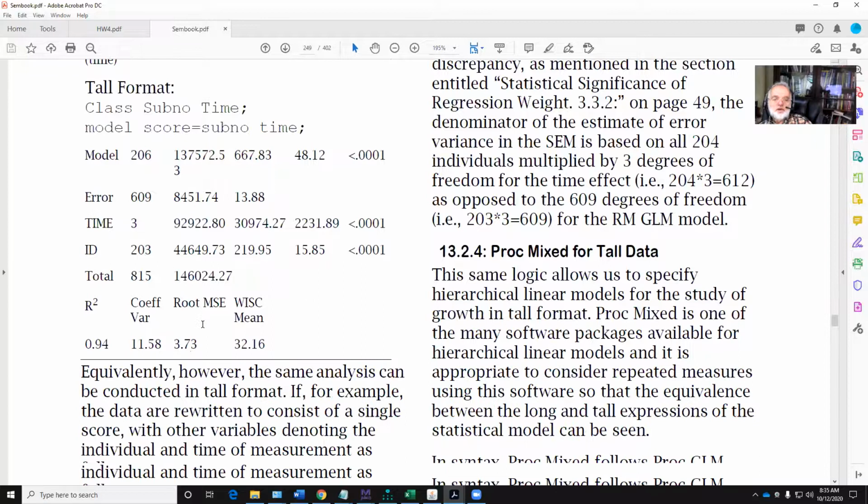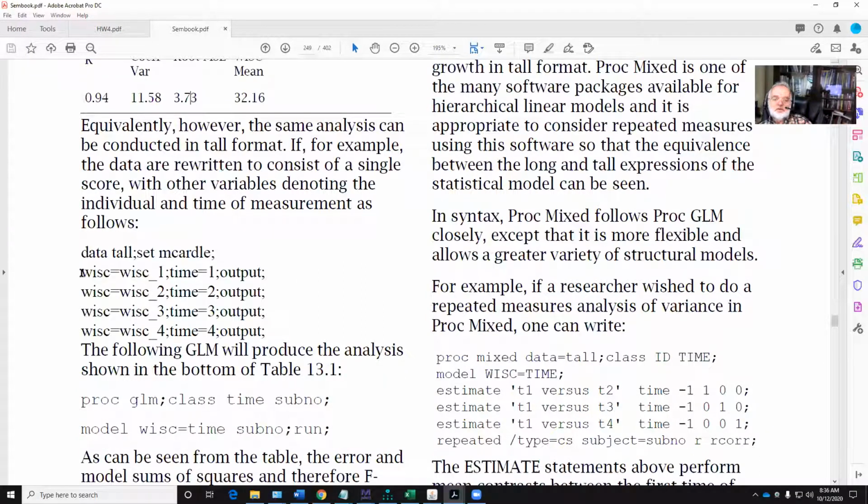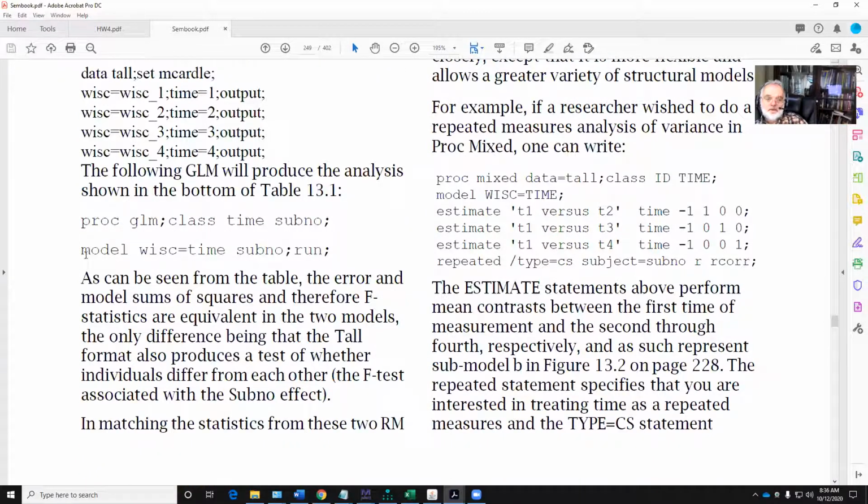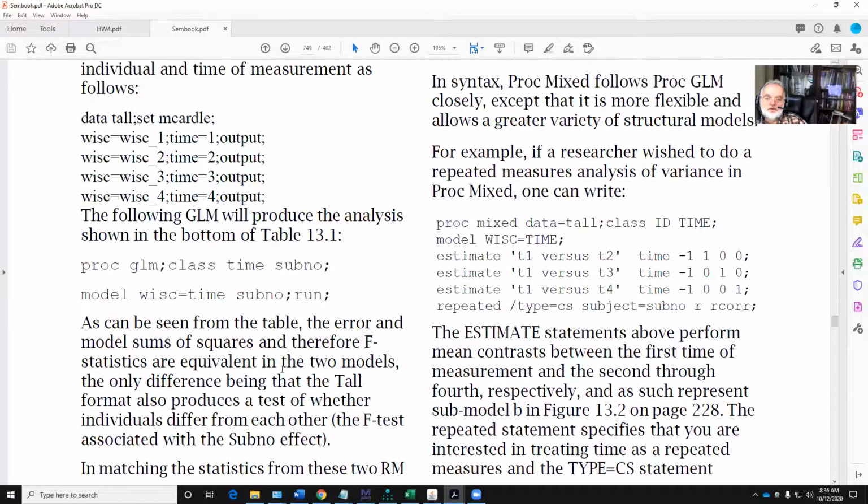In tall format, we're going to take our data set, and as I mentioned before, we're going to make a single dependent variable and a time variable. And I can analyze that data here by saying now proc GLM, class, time, and subject number is an ID number that tells me what participant I have. And the model statement is going to be, here's my dependent variable, here's time, and here's the subject number.